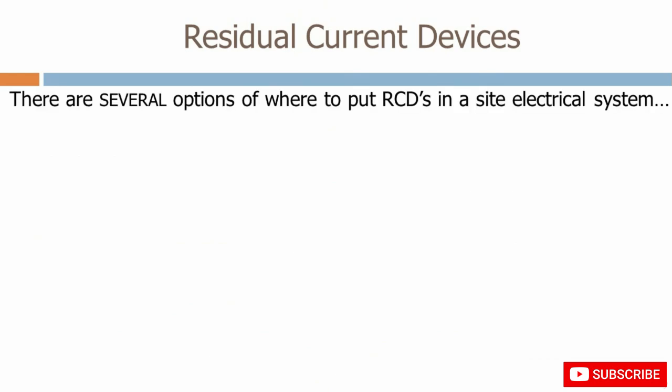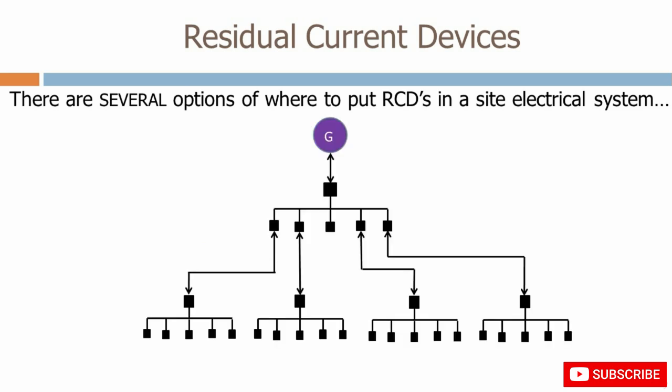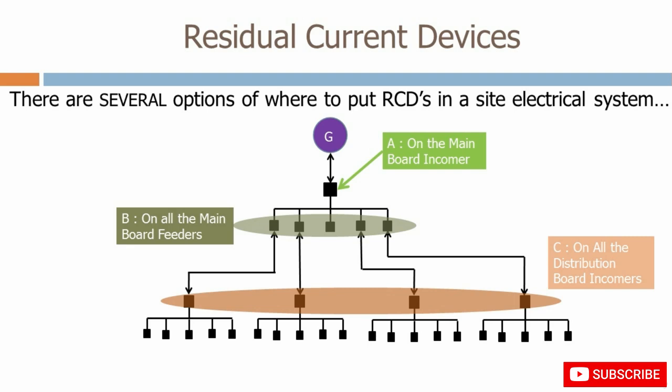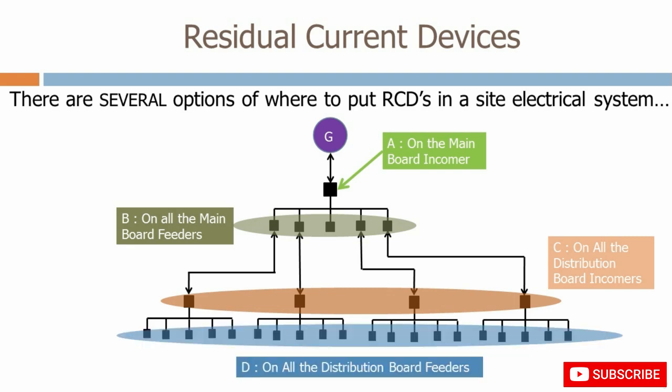There are several options of where to put RCDs in a site electrical system. Here's a typical site electrical system, with a generator, a main distribution board, and some sub-distribution boards. Option A is to put the RCD on the main board incomer. Option B is to put RCDs on all the main board feeders. Option C is to put RCDs on all the distribution board incomers. And finally, option D is to put RCDs on all the distribution board feeders.